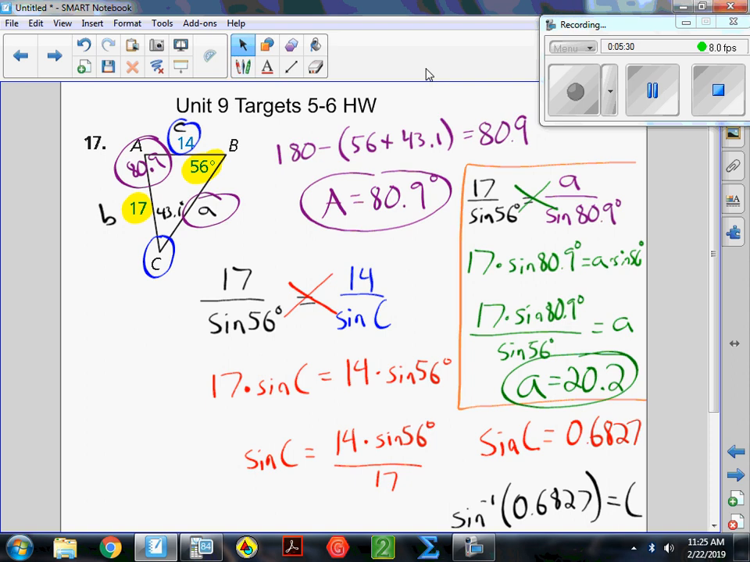So I found everything I need to find. I could go back and just double check with law of sines, but that's it.